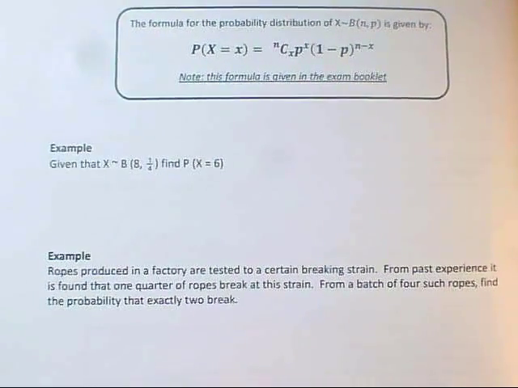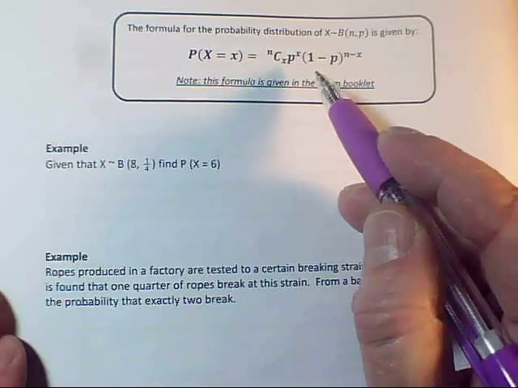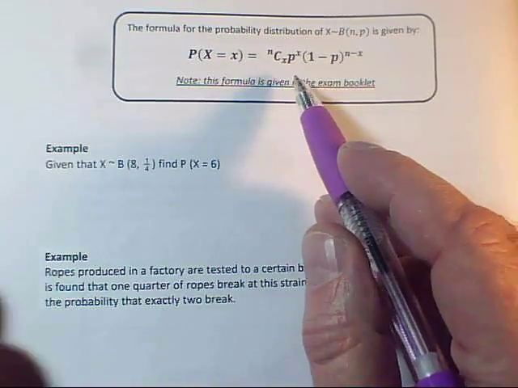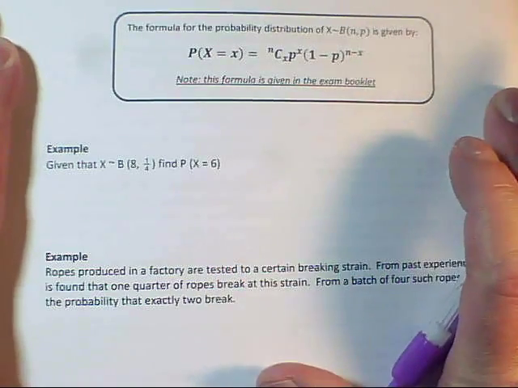Okay, we're going to go on and find some binomial probabilities. Now, you're given this formula, and I'm going to show you one example of using it. But most of the time, including for this example, you can just use your calculator, so I'll show you that too.